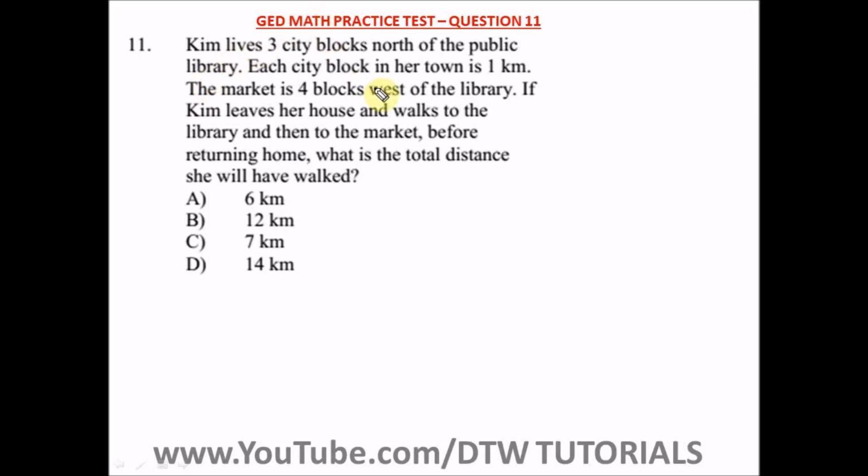Question 11 of the GED Math Practice Test says Kim lives 3 city blocks north of the public library. Each city block in her town is 1 kilometer. Let us try to interpret this question. Let's draw a coordinate here, and we name this our public library. This is north, your west, your east, and your south.